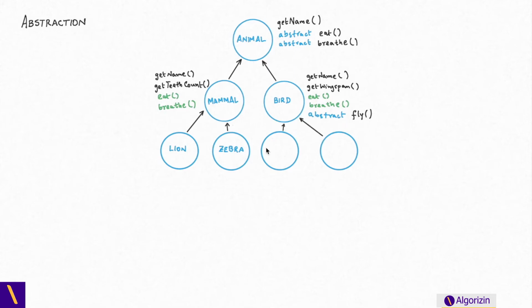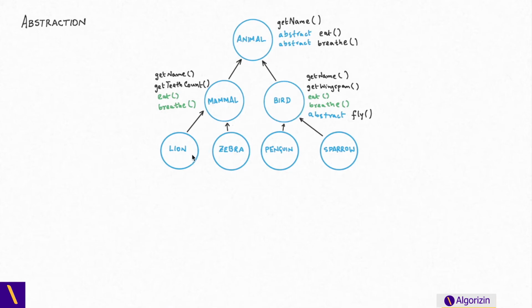So we can create a penguin class and a sparrow class maybe. And because they're both birds, they inherit from the bird class and they must implement their own fly method. Now, because bird has an abstract method, bird itself has to be an abstract class, and bird is not a concrete class anymore. So we cannot create objects directly from the bird class.